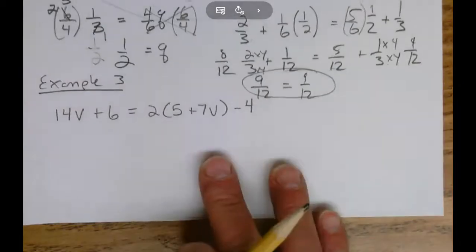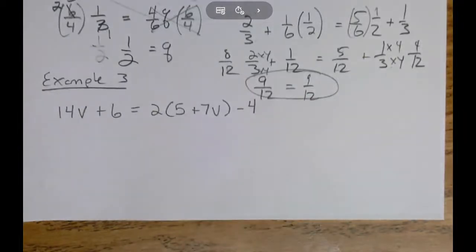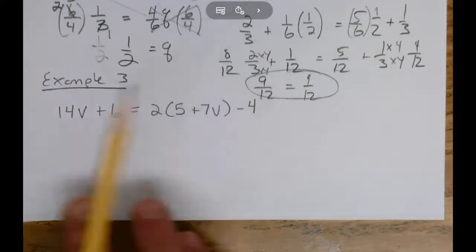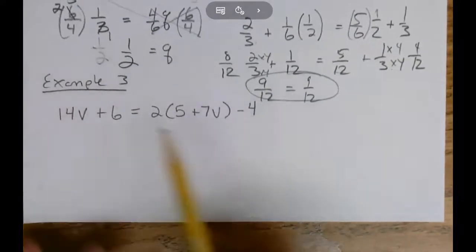So here, go back. So here, this one, I have a lot to do here. I have some distributive property. I have variables on opposite sides. So hopefully I'll have enough room here to do this.